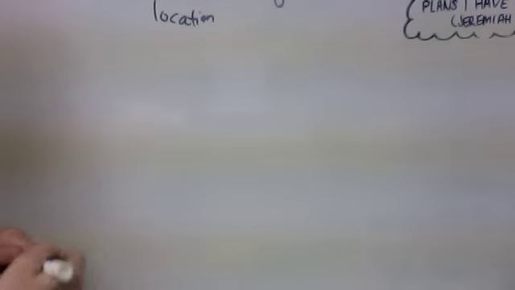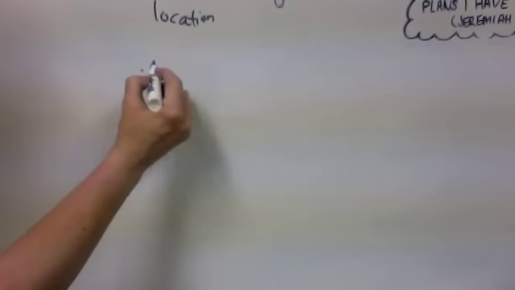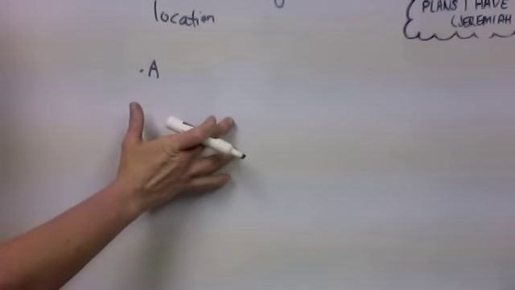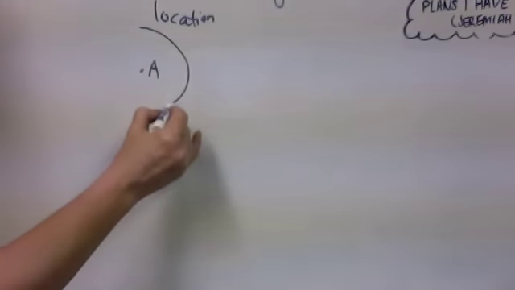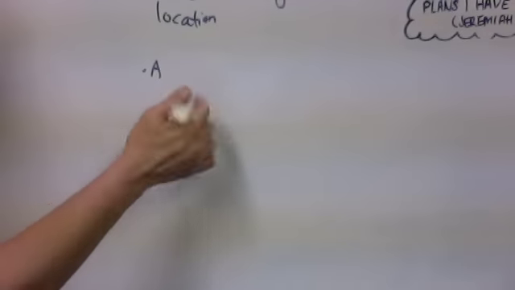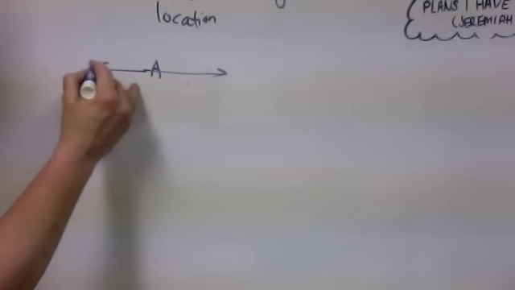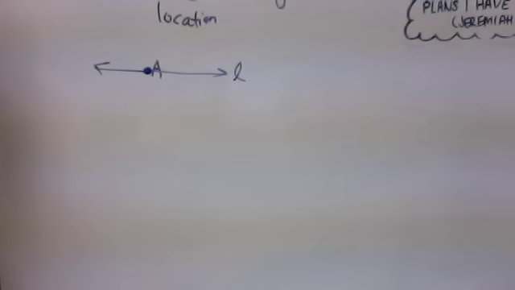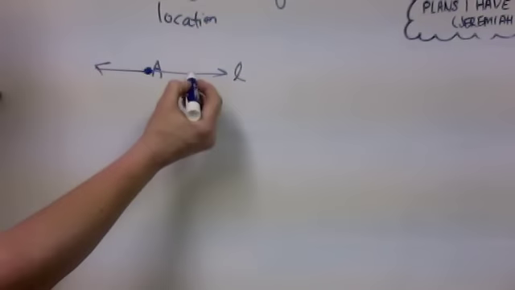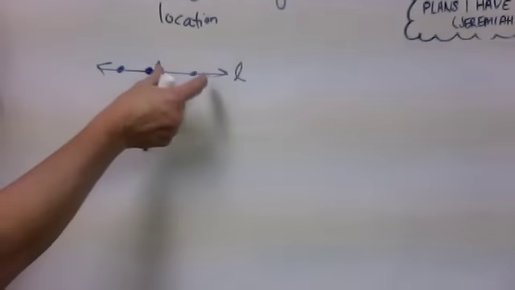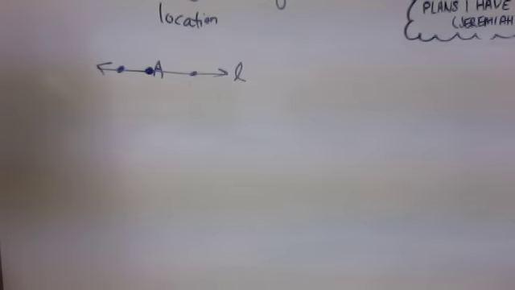But I could also think about what are all the points that are 4 inches away from this point A on this plane. Well, all the points that are 4 inches from that point A would end up being a circle. But I could also look at, if I had this point A on a line, and I said, where are all the points that are 4 inches away from A on this line, then it would be this point right here and that point right there. It'd be 4 inches away from that point on that line.